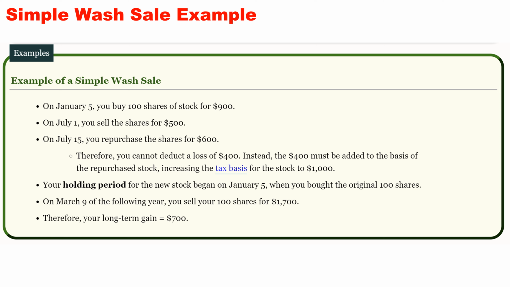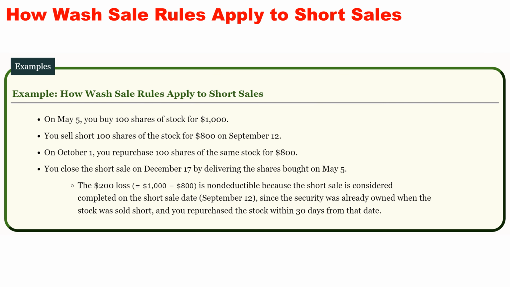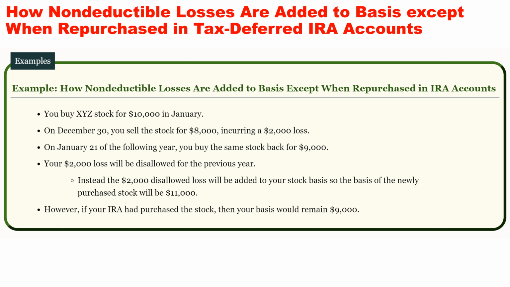This is a simple wash sale example. This example shows how the wash sale rules apply to short sales. This example shows how a wash sale is treated if you repurchase these securities through your traditional IRA. As a practical matter, this treatment does not apply to Roth accounts, since the gains are not taxed anyway.